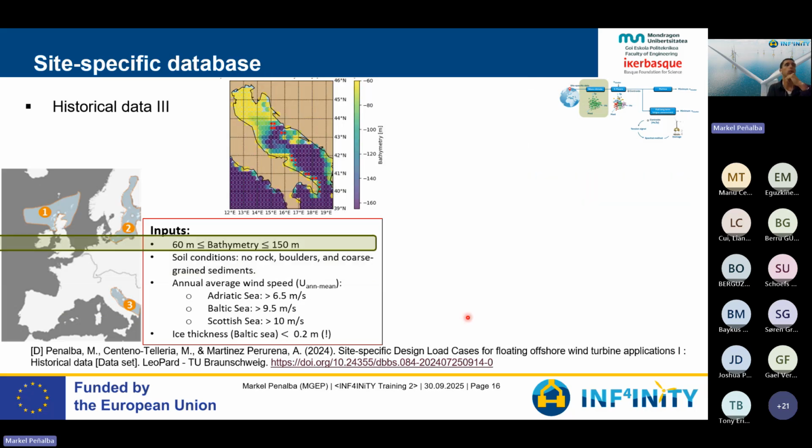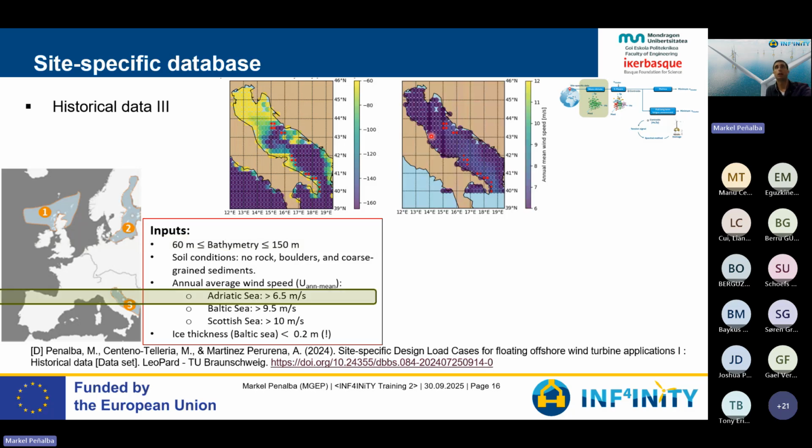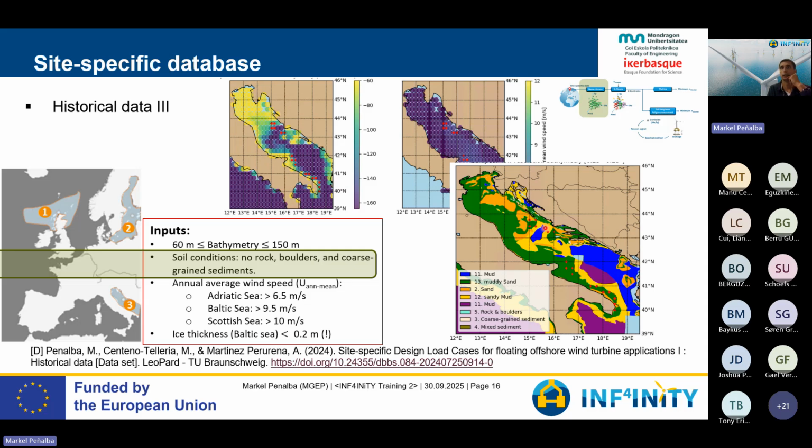If I can go forward, then the same analysis for the Adriatic Sea. And here again, the number of points where the conditions are fulfilled is even more scarce, in a sense, right? So you've got some points that fulfill the conditions of bathymetry, the mean annual wind speed, and the soil characteristics in the Adriatic Sea. So once we have filtered all these locations in the 3 areas of study, we have the original or baseline data set for the historical data.